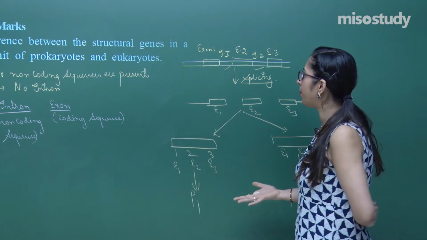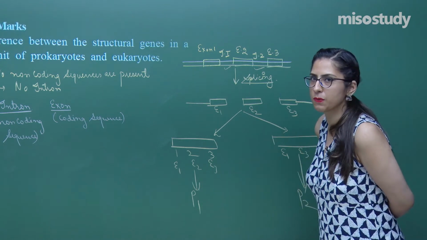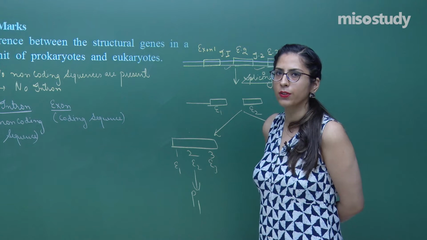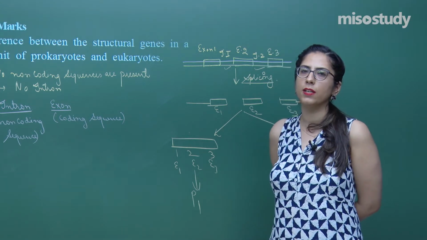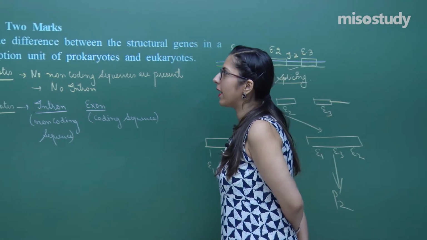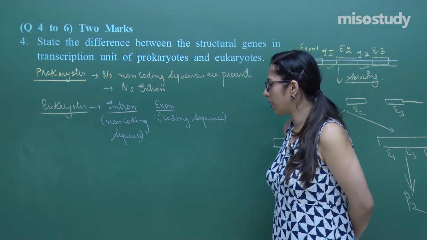This is because of the presence of these intron sequences or the non-coding sequences which are present in them. So this is the significance of these introns, which are only present in eukaryotes, not present in prokaryotes, right? So hope you can write about this question, that is question number 6. You can easily attempt such type of question.